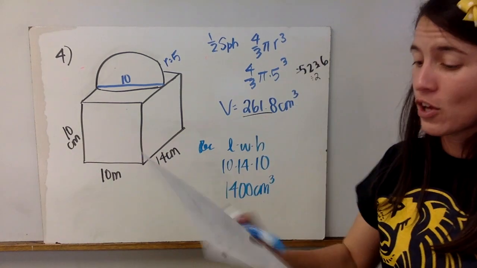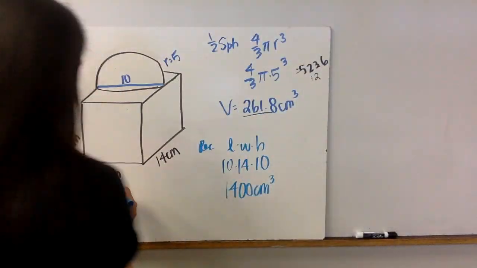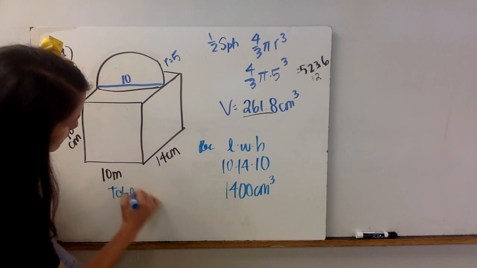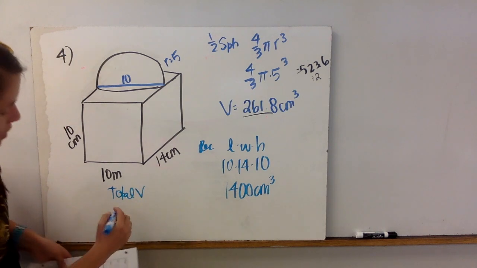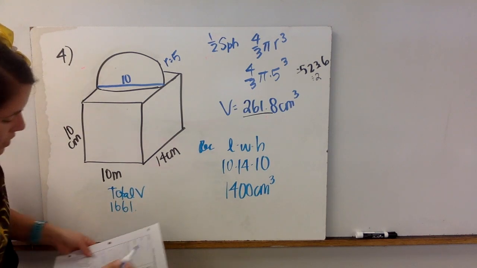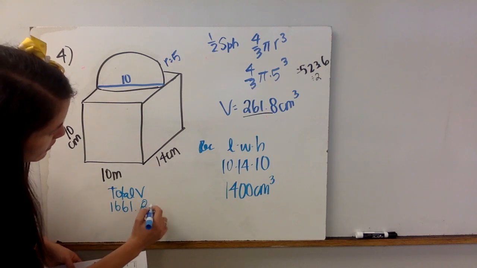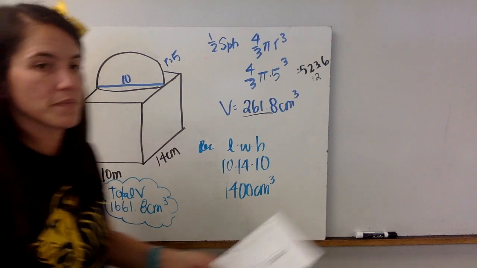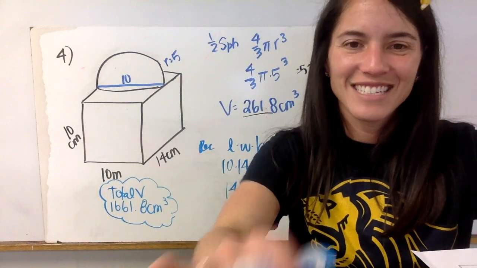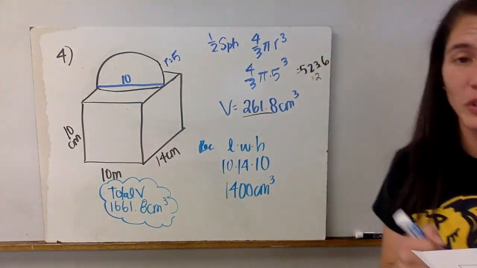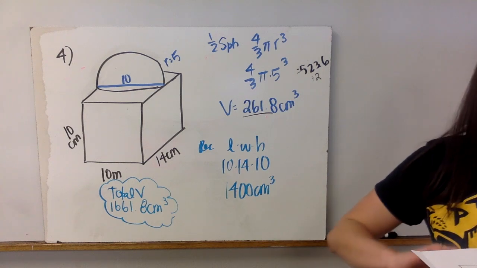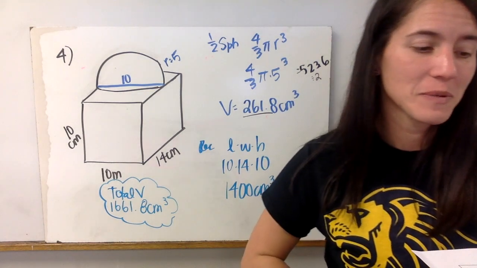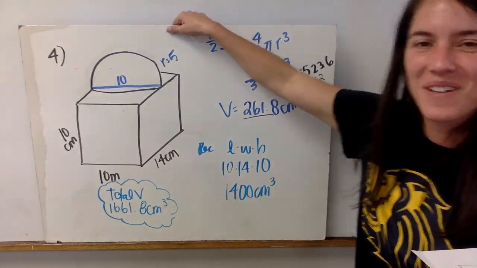You add both of these up. So we're going to add the volumes up. And my total volume is 1,661.8 centimeters cubed. All right. So that is the composite figure's volume, 1,661.8 centimeters cubed.